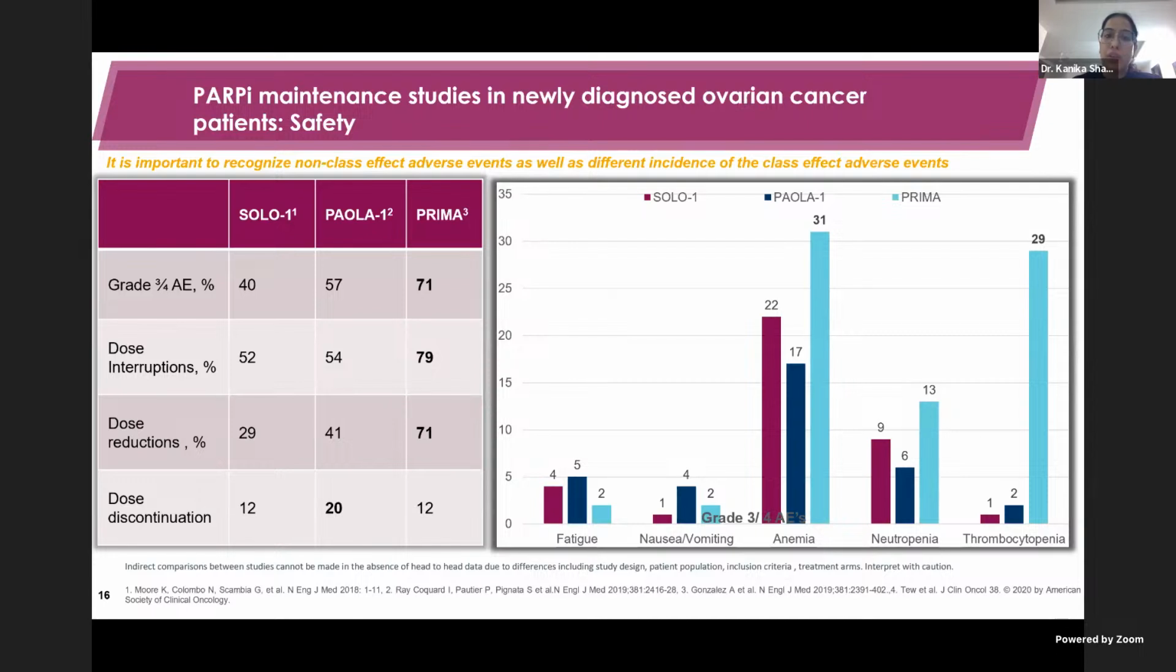Even in the documented studies of these trials of olaparib and niraparib in the first line setting, that is the newly diagnosed setting, the grade 3 or 4 toxicity is almost half, that is 40% as compared to 71% with niraparib. Half of the patients require dose interruption, dose reduction in one third of the patients, and discontinuation in only 12% of the patients with single-agent olaparib, and in combination with bevacizumab, it is 20%.